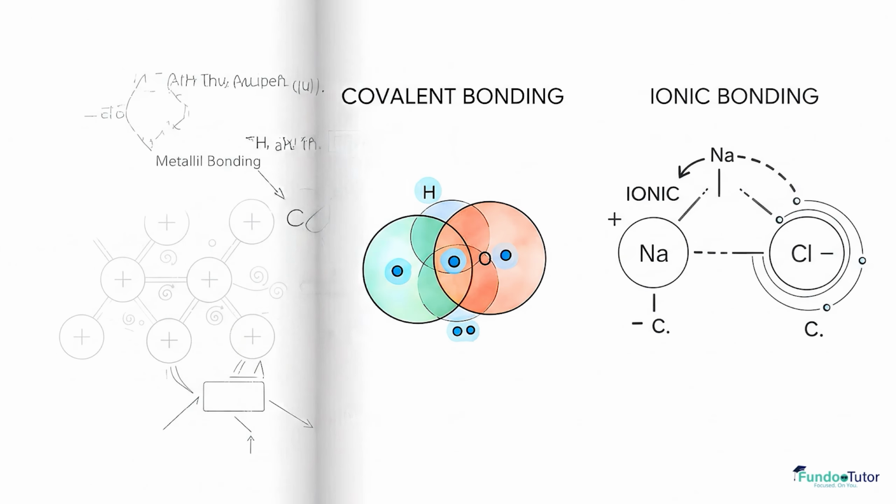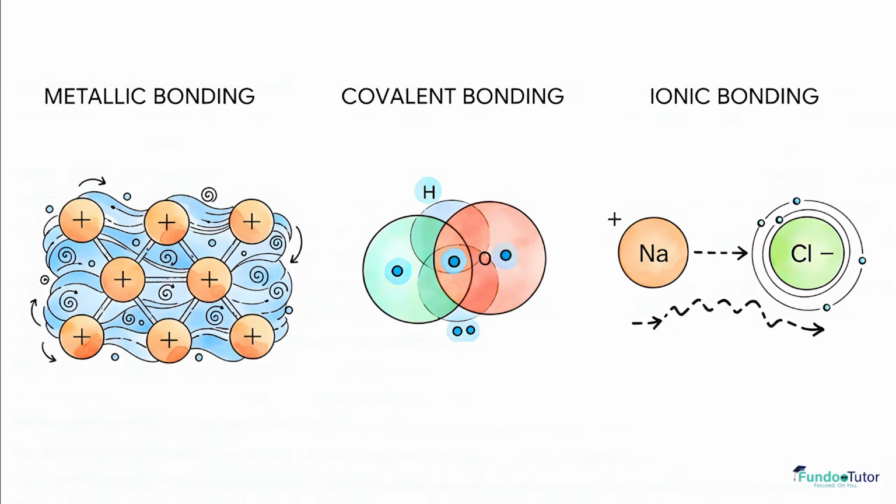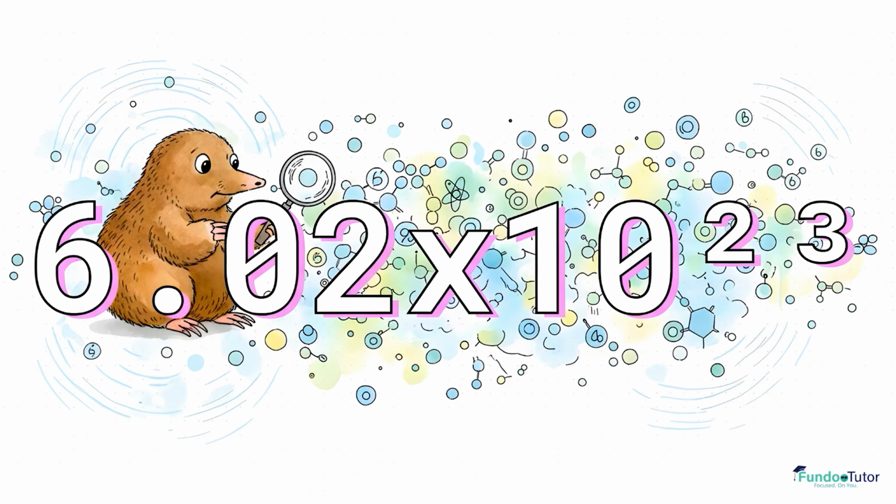At its heart, chemistry is really all about how atoms bond together. In metals, you've got this sea of electrons that can just flow freely, which is what makes them such great conductors. With covalent bonds, atoms share electrons to form molecules, like in H2O. And then there's ionic bonding, where one atom straight up transfers an electron to another. This creates charged ions that are really strongly attracted to each other, just like the sodium and chloride in your table salt.